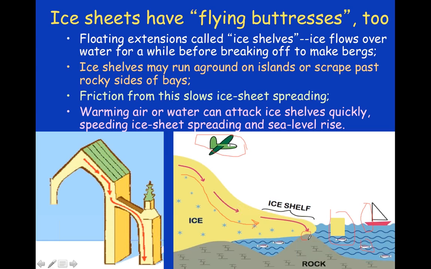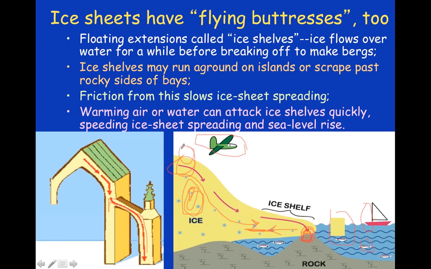It very often runs aground on a local high spot in the bed, and it usually sits in a bay, and it has drag from the rocky sides of the fjord or the bay on the side. The friction from this pushes back against the ice, and that keeps the pile back here bigger than it would be, in the same way that a flying buttress pushes back against the Gothic cathedral and keeps the sides from bulging out and the roof from caving in.